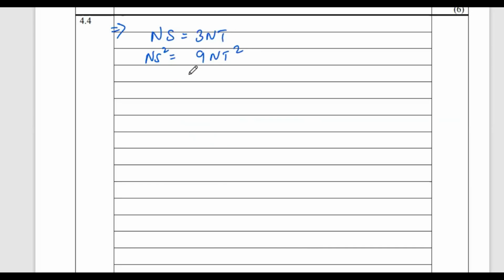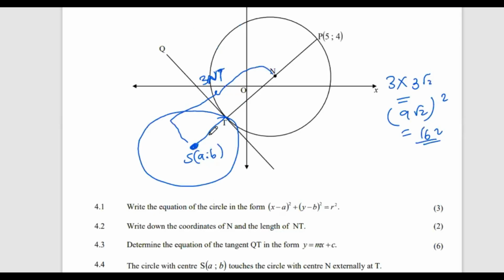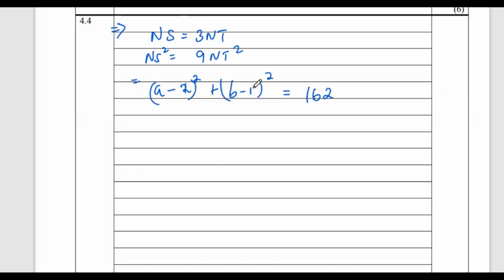So this 9NT². If we apply the distance formula, it's going to be (a − 2)² + (b − 1)² must give us the 162. So we're looking at the distance from here up here. Remember our N was (2, 1). So (a − 2)² + (b − 1)² = 162. Let's call that equation number 1.